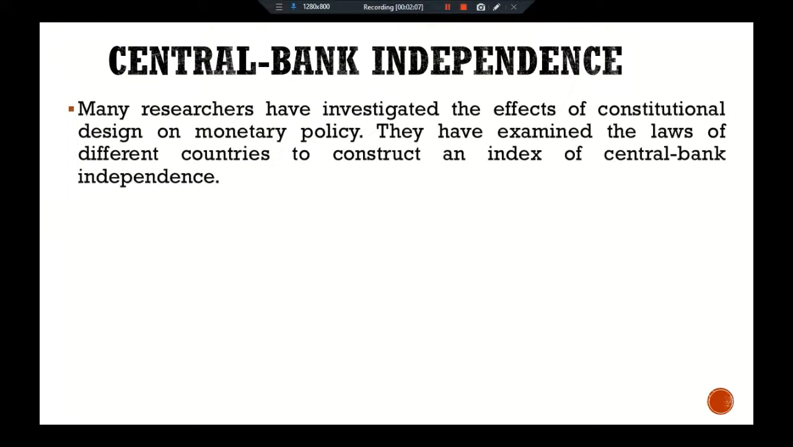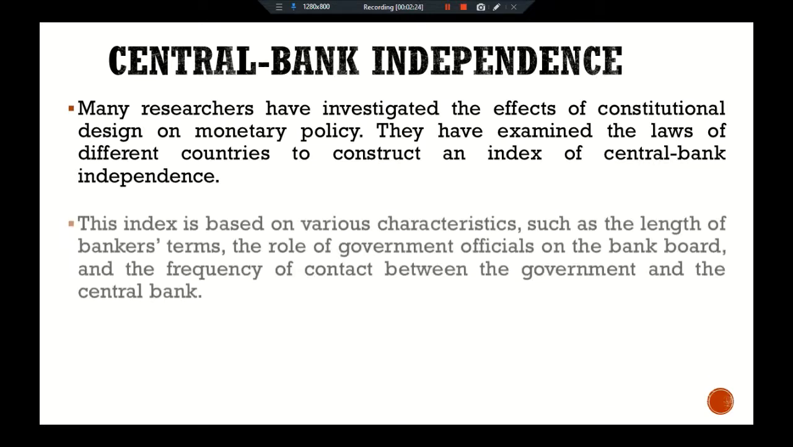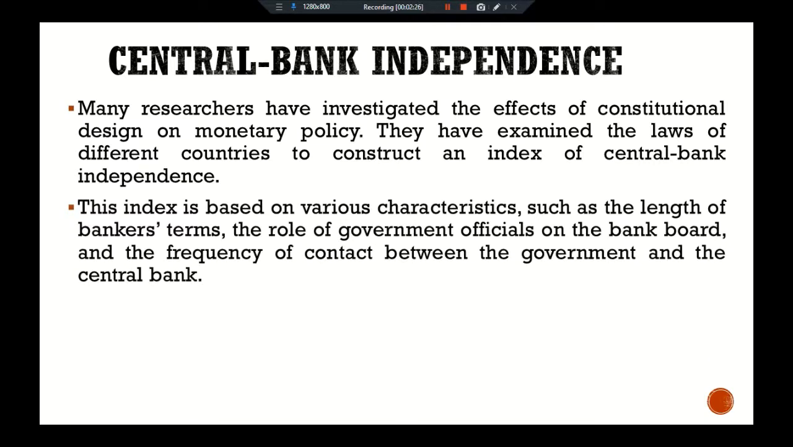Many researchers have investigated the effects of constitutional design on monetary policy. They have examined the laws of different countries to construct an index of central bank independence. This index is based on various characteristics such as the length of the bankers' terms, the role of government officials on the bank board, and the frequency of contact between the government and the central bank.